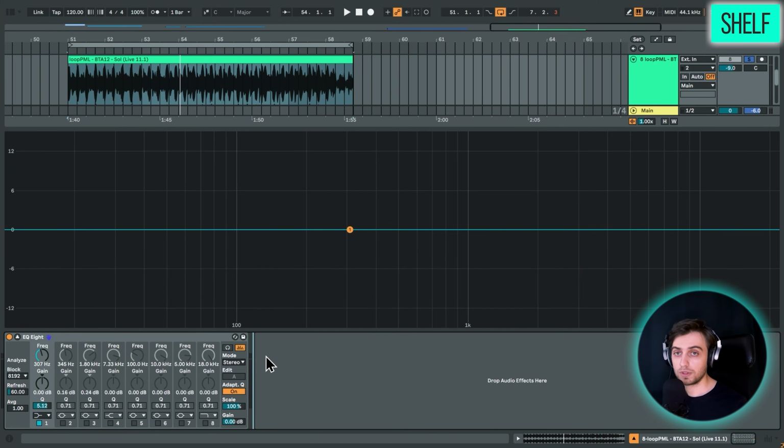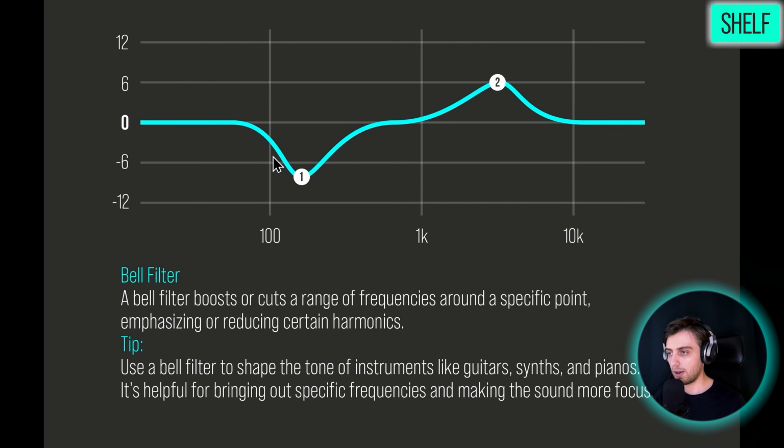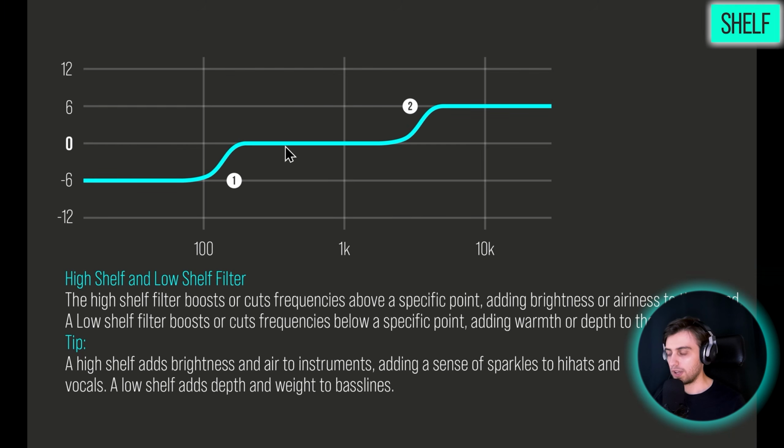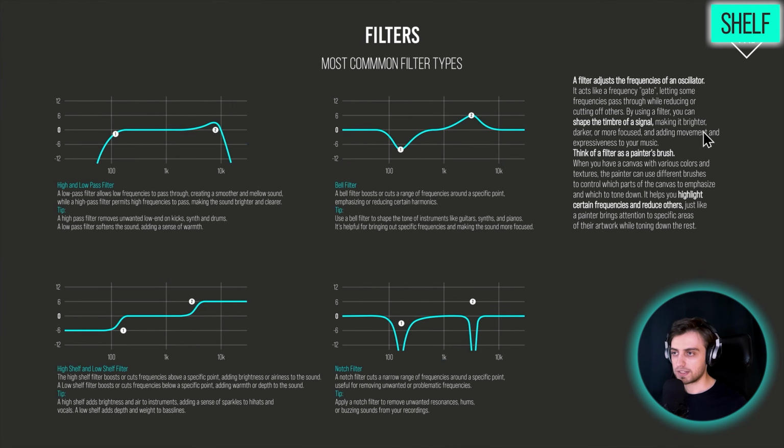We also have cool infographics on all of these filter types. So this would be our high and low pass. This would be our bell filter. So we can either cut something or boost something. We have our shelves. So we have a high shelf right here and a low shelf. And we have our notch filters. So we're just cutting out some frequencies right here and right here. You can find all of this in a nice infographic, which is also available in our freebies section. And the link to the freebies section you can find in the description.